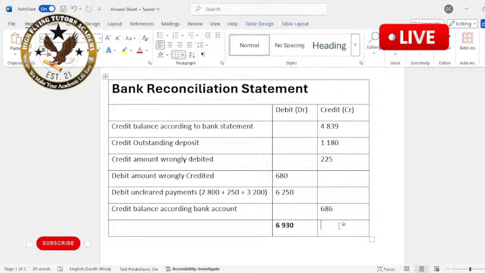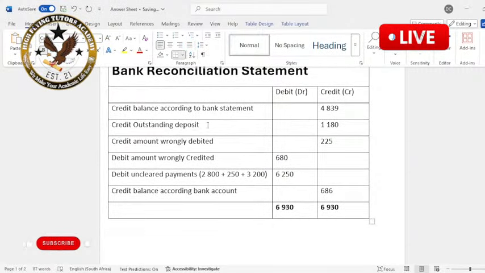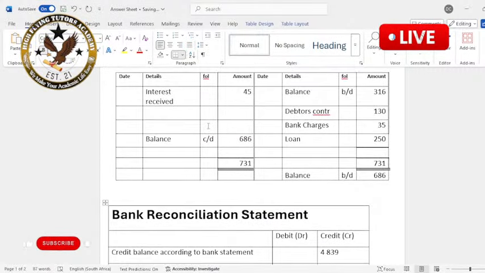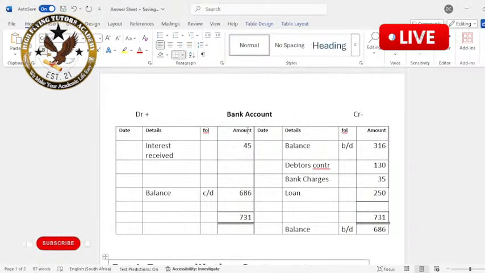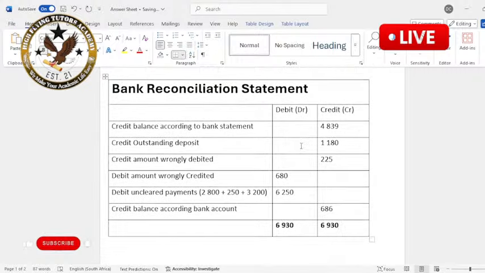It's the same. So that means our bank reconciliation statement is balancing with 6930, right? And this is how we do the bank reconciliation statement. So this is your bank reconciliation topic. We've done our bank account, it is balancing, it's fine, everything is correct. We've done our bank reconciliation, it is balancing, and we are all happy.